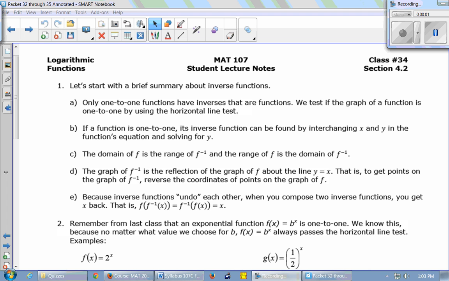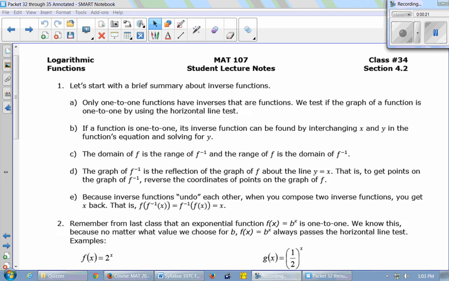Okay, so depending on your experience with algebra in the past, you may or may not have ever heard of the term log function or logarithmic function. So we're going to develop what it is over today's class. And we're going to start with a brief summary about inverse functions.